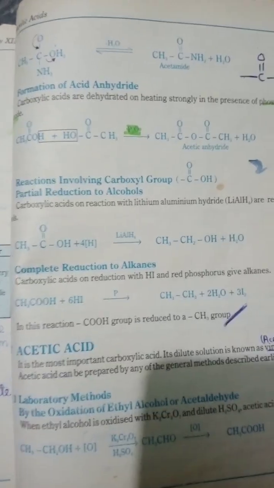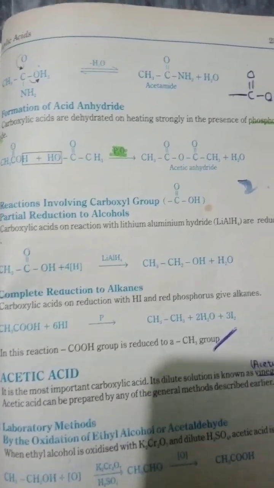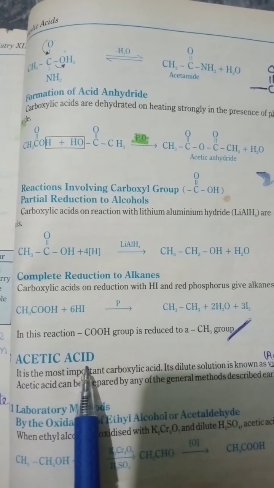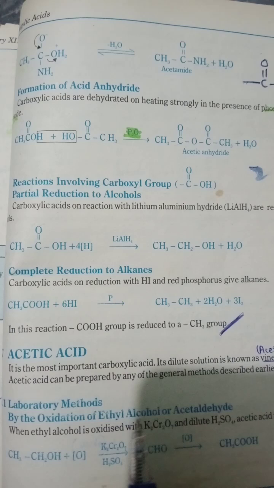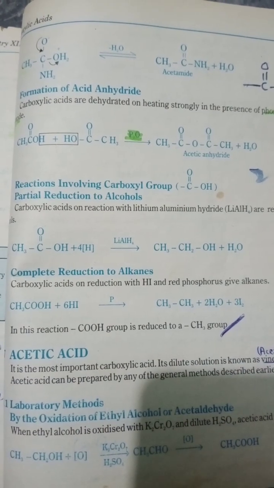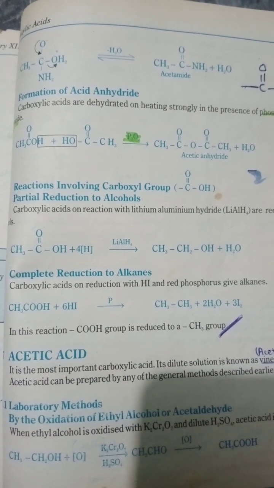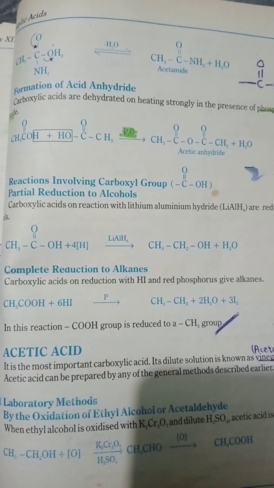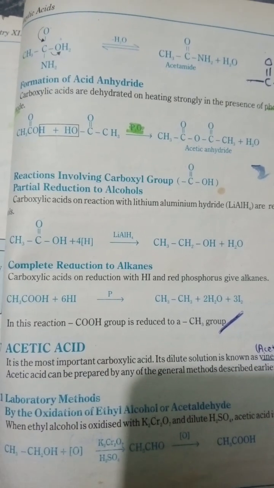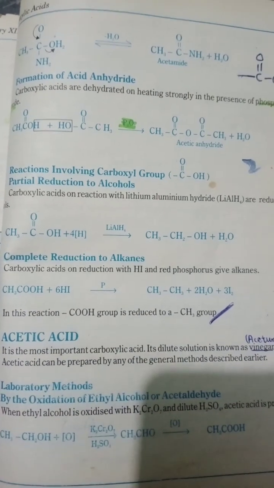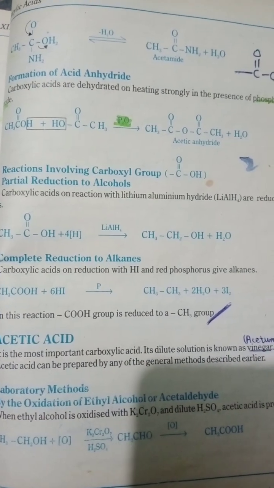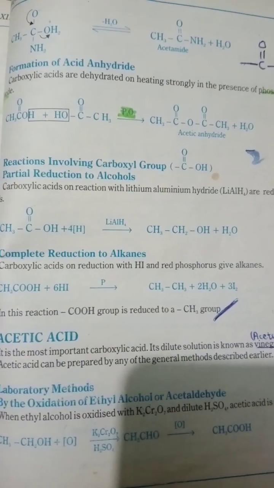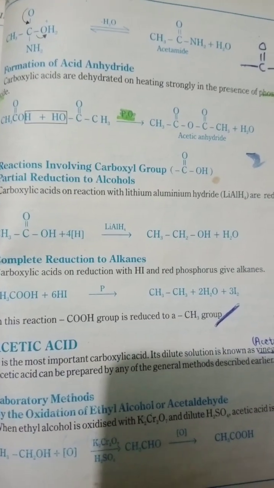How are you? Today's lecture is on page number 257, and today's lecture is about acetic acid. The formation of acetic acid: as you know, acetic acid is the most important carboxylic acid. The dilute solution of acetic acid is called vinegar, and it is usually used in our daily life for the tasting of foods.